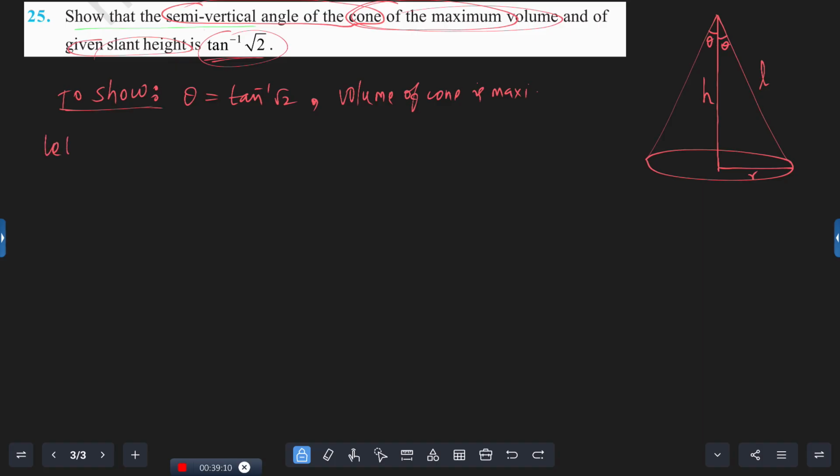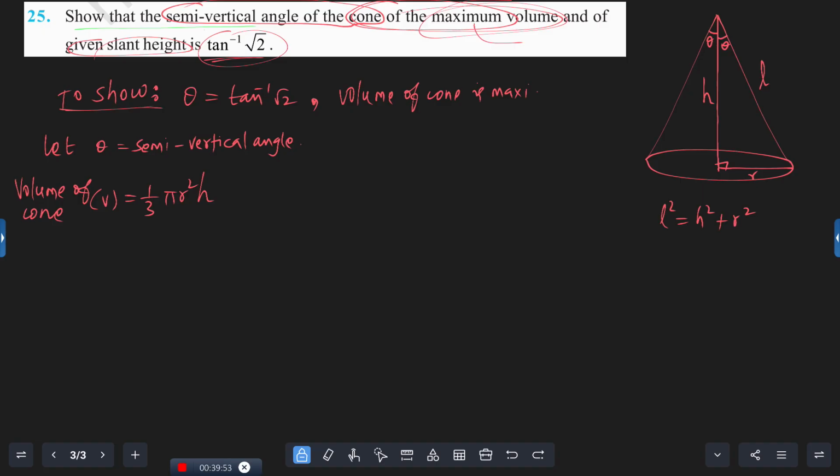So here we'll start. Let theta be the semi-vertical angle. What they said is the volume of the cone is maximum, so you have to differentiate. The volume of the cone V is equal to 1 by 3 pi r square h. R and h are variables, but you have to take only one. So again I am going to use the Pythagoras theorem here. L square is equal to h square plus r square. With the help of this we can find what? Here what did they say?